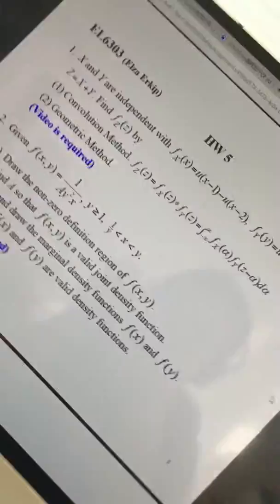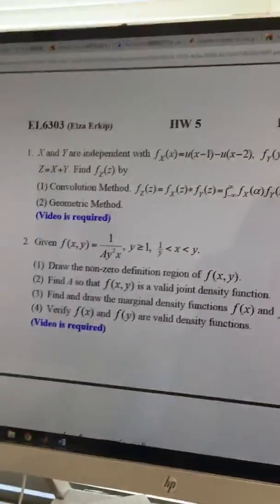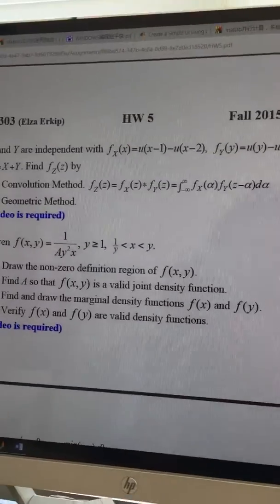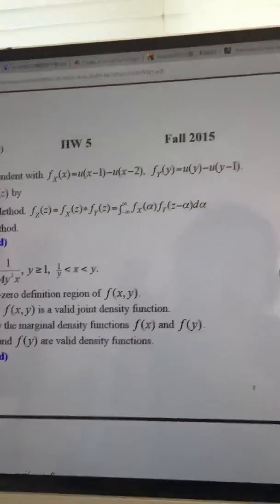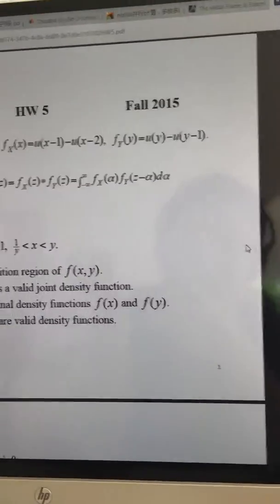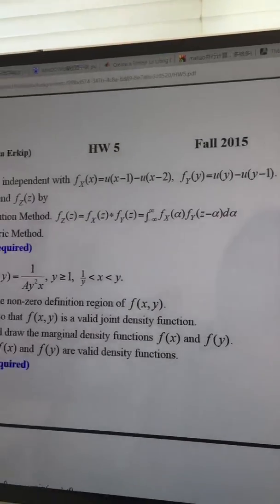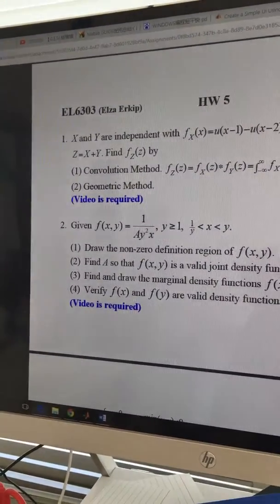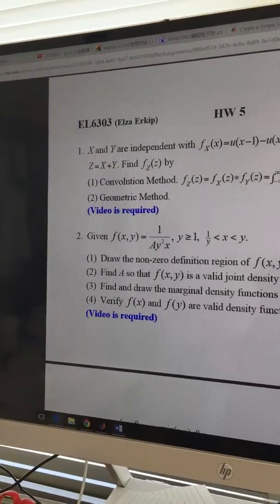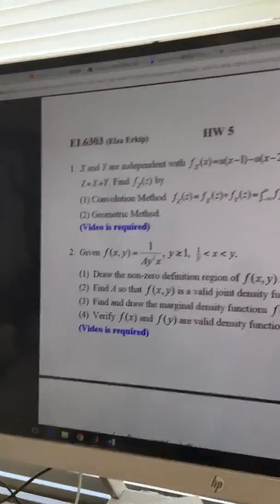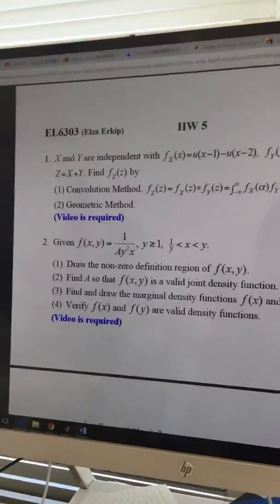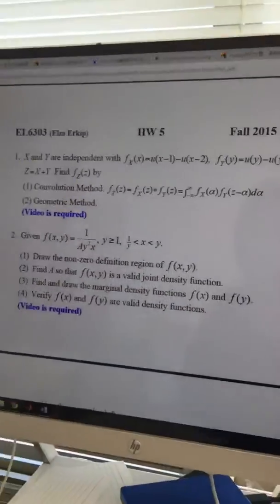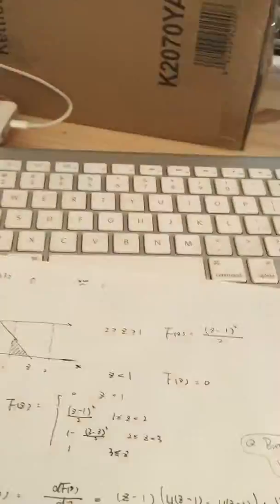Okay, the first question says that X and Y are independent, with their probability density functions shown as two step functions in computational form, and given Z equals X plus Y, find f_Z. So we could use the convolution method given in the question, and compute the convolution directly.